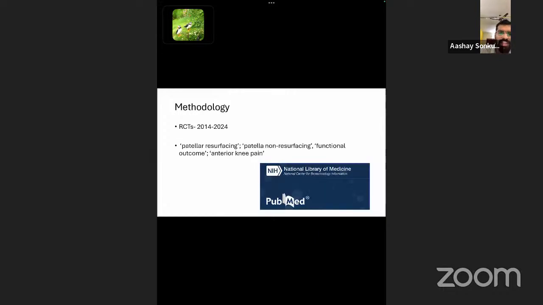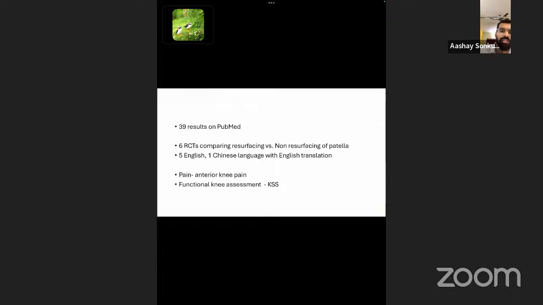The methodology which I have followed is I searched for all the randomized controlled trials in the last 10 years, and my MeSH terms were patellar resurfacing, patellar non-resurfacing, functional outcome, and anterior knee pain. On the basis of my research, I found 39 results on PubMed, out of which I could find 6 randomized controlled trials which compared directly the resurfacing and non-resurfacing of patella. 5 of them were in English and 1 was in Chinese, which had an English translation.